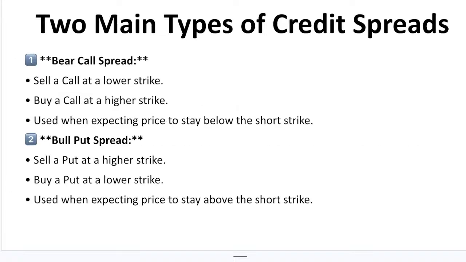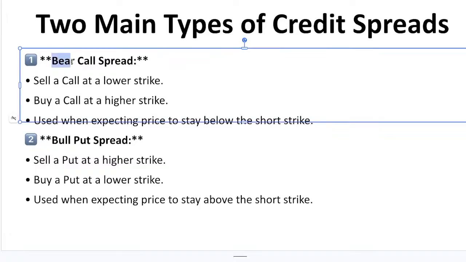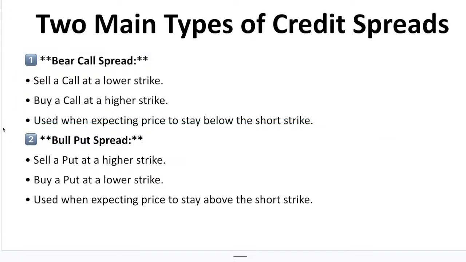So there are two main types of credit spread. One is called a bear call spread, and the other one is a bull put spread. From the name of it, a bear call means you are going for a downward direction, but it's a call spread. That means, how do you go for a downward direction but using a call? And the other one will be an upward direction using a put.